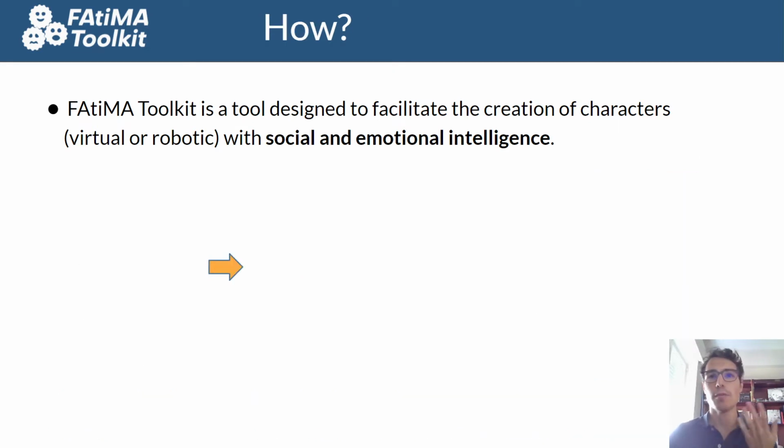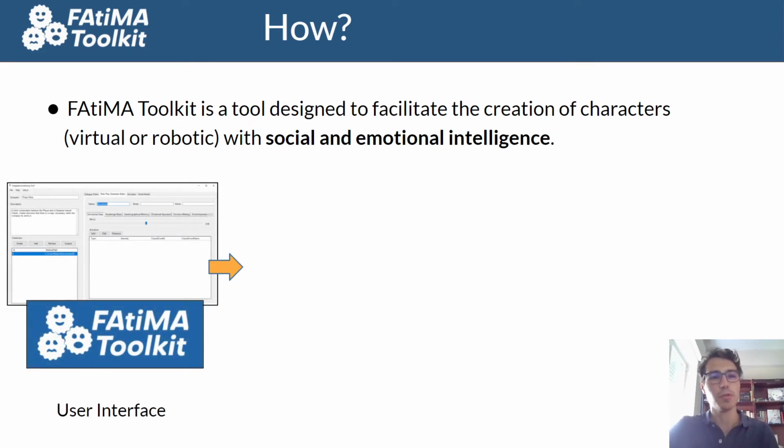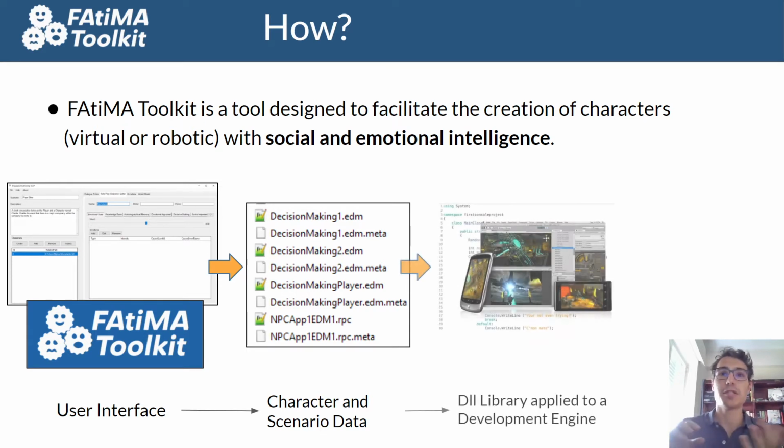On a lower level, we have this user interface called FAtiMA-Toolkit, and this user interface creates JSON files. In the user interface, you can create your story and your characters, and then these are exported into JSON files. You can pick up these JSON files and put them in your Unity project or your Unreal project, and also add the DLL library that contains FAtiMA's library, essentially. So functions that you might want to use.